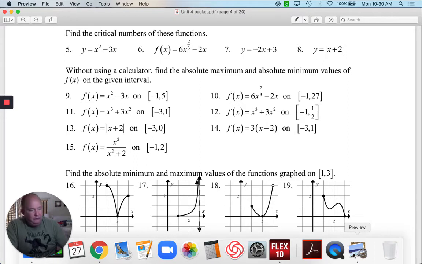So in number 6 we have f of x equals 6x to the 2/3, subtract 2x.